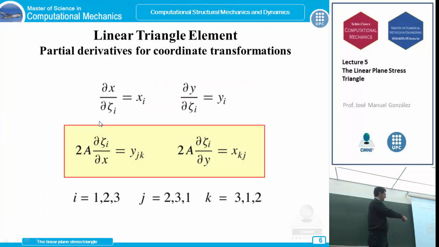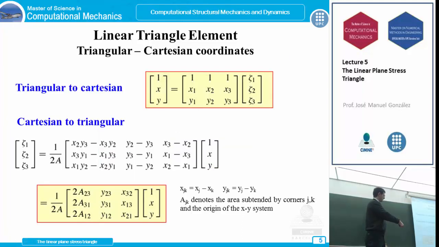So these partial derivatives of the triangular coordinates are expressed with the same notation as we have seen in the matrix before. Remember that this subindex i varies from 1 to 3, and this j and k subindex are the cyclic permutation of this index. So for example, for i equal to 1, j is equal to 2 and k is equal to 3, or the direct permutation when i equal to 2, j equal to 3 and k equal to 1. So we have three cyclic permutations for these three partial derivatives, with respect to x and with respect to y. Same thing if we look at the third row here in this matrix expression, relating the triangular coordinates and the Cartesian coordinates.